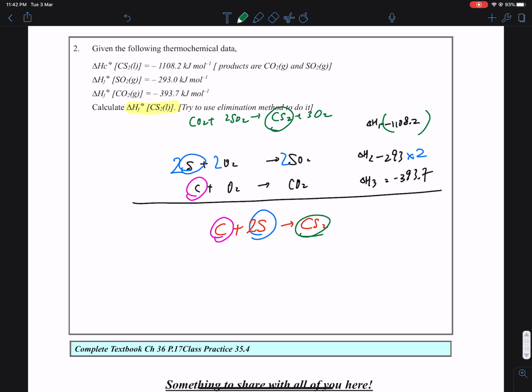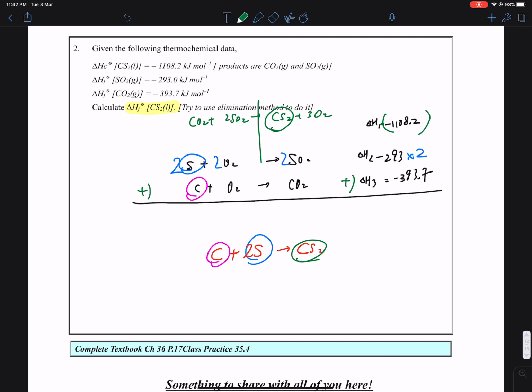Okay, now it is on the right hand side already. Now let's check again. On the left hand side, we put a plus sign here. On the right hand side, we get 2SO2, so it is deleted. And then CO2, deleted. And oxygen, 2 plus 1 here is 3, so it is deleted. So the remaining reactants will be 2S and C. The product will be CS2. So we check once again, C plus 2S becomes CS2. It is actually the same as what we are calculating.